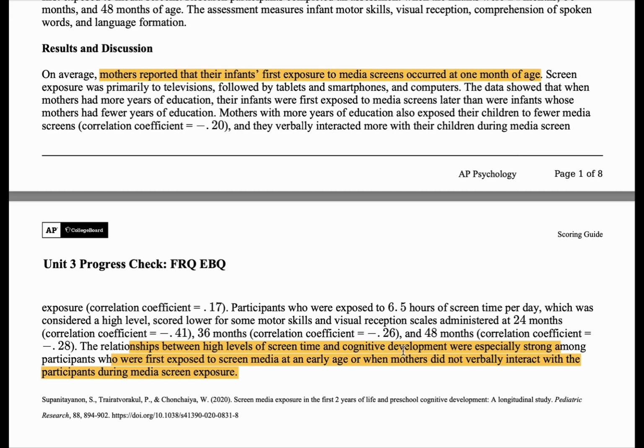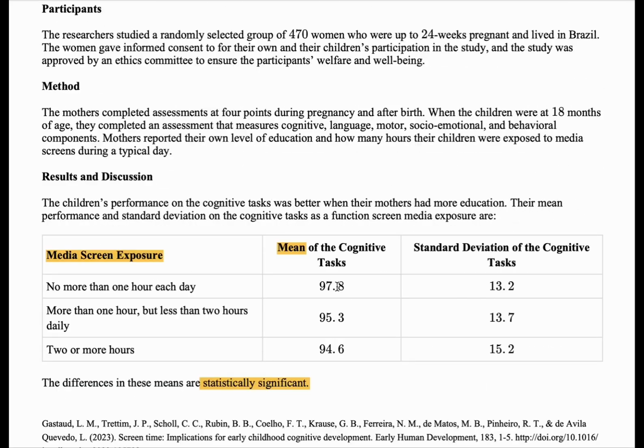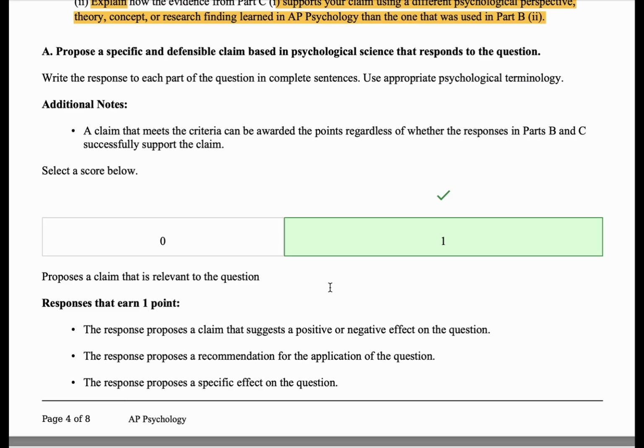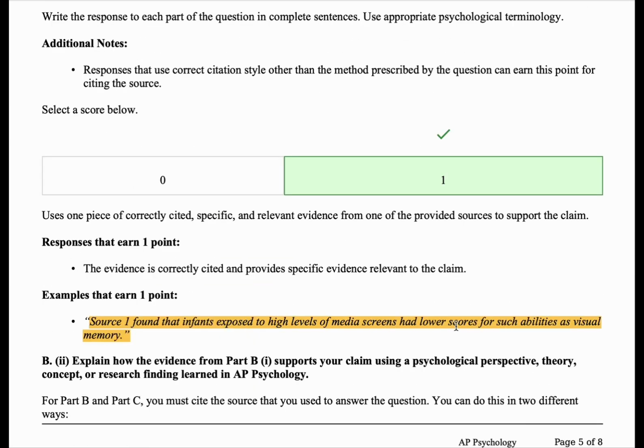the screen time and development. But is it a positive or negative relationship? If the participants are exposed to what is considered a high level, then they score lower for motor skill and visual reception scales, right? So we can see here that it is a negative relationship. After you're reading this, try to find out what the relationship is, and then use your own words to say it. You don't necessarily have to use negatively correlated or positively correlated, high level, low scores, right?